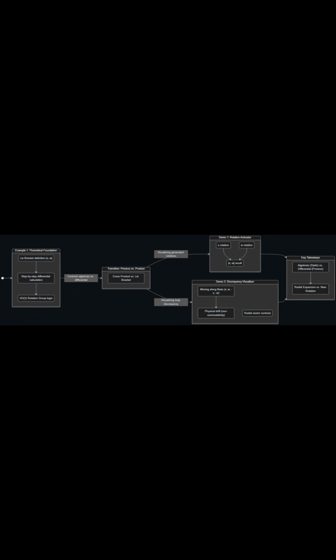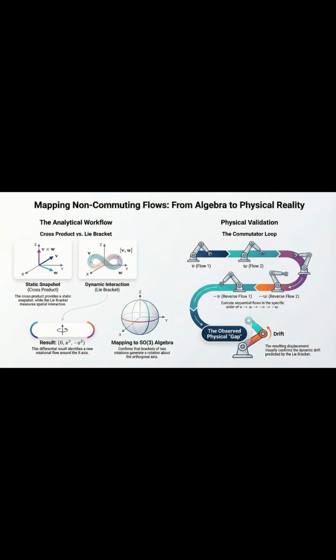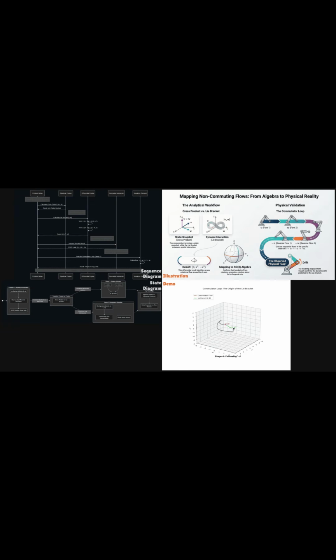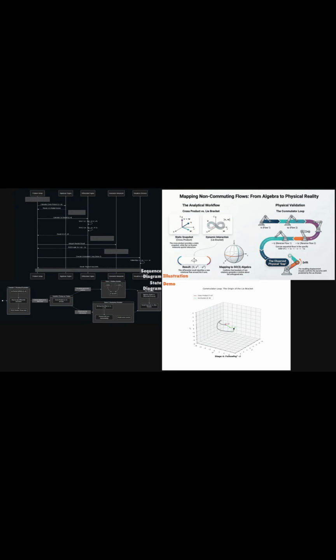The state diagram, a path to visual verification. The state diagram outlines a progression that begins with a theoretical foundation and culminates in a visual synthesis of complex motions. From foundation to animation, the journey starts by defining how specific rotations, such as those around vertical and horizontal axes, interact with one another.